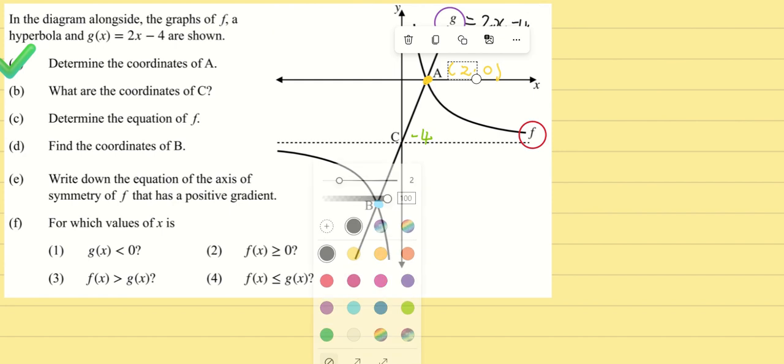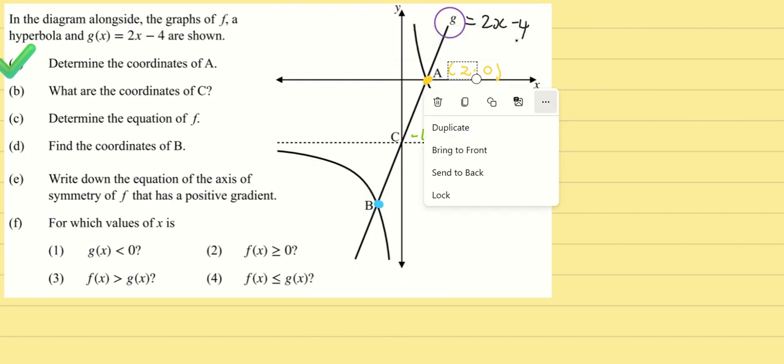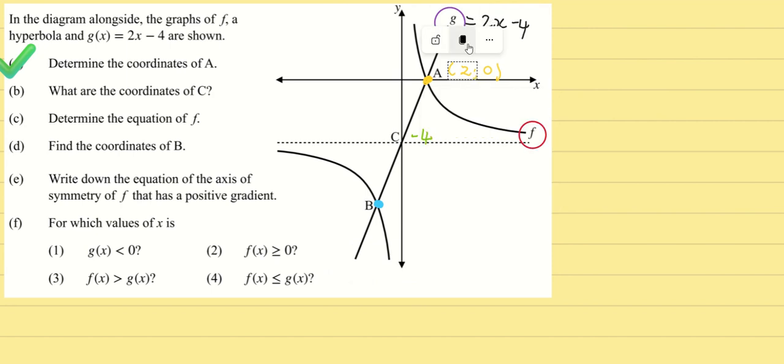Alright, so the next question here is to determine the coordinates of C. Okay, and so lucky for us, we already filled in as much information as possible, and so therefore point C over here is just going to be at 0 for x and minus 4 for y, right? And so now that one is also completed.